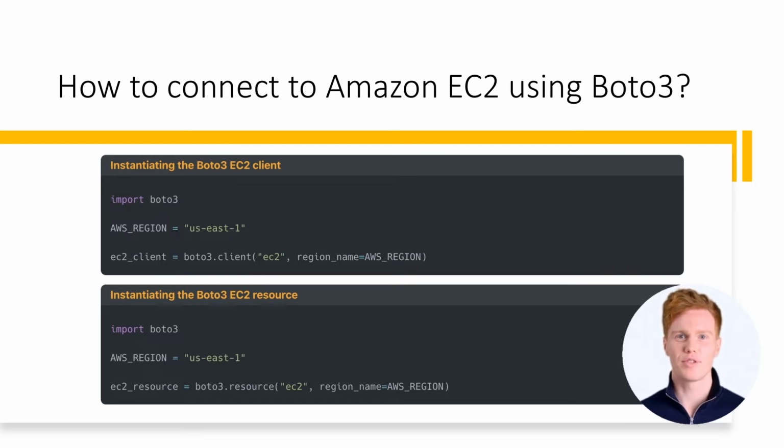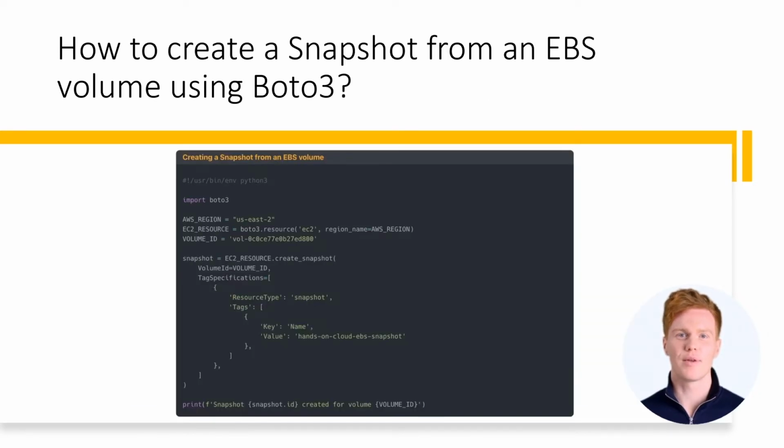For example, to get volume information, you need to access the volume class attributes. We already covered this topic in depth in the quick intro to Boto3 clients and resources video, so we'll not stay here for a long time. As soon as we've instantiated the EC2 client or resource, we can create a snapshot from an EBS volume. To create the EBS snapshot from any EBS volume, you can use the create_snapshot method of the EC2 resource.